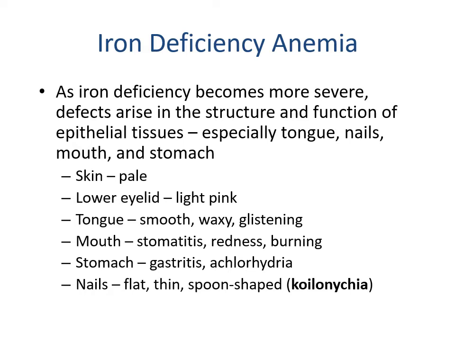As iron deficiency becomes more severe, defects arise in the structure and function of epithelial tissues, especially the tongue, nails, mouth, and stomach. What we'll see is pale skin, the lower eyelid will be a very light pink, the tongue will appear smooth, waxy, and glistening. In the mouth, you may develop inflammation, redness, and burning. In the stomach, inflammation and a lack of stomach acid. And the nails may develop a flat, thin spoon shape known as koilonychia.